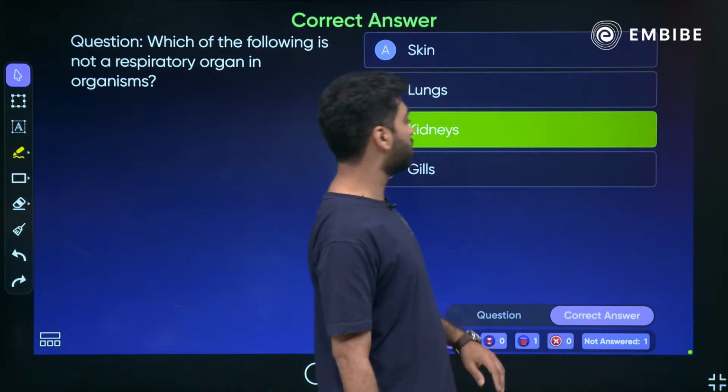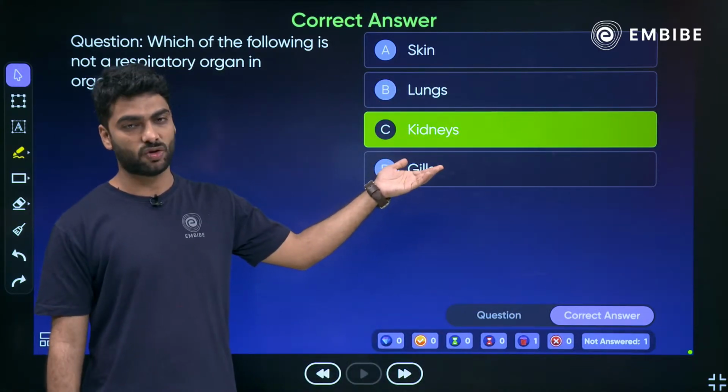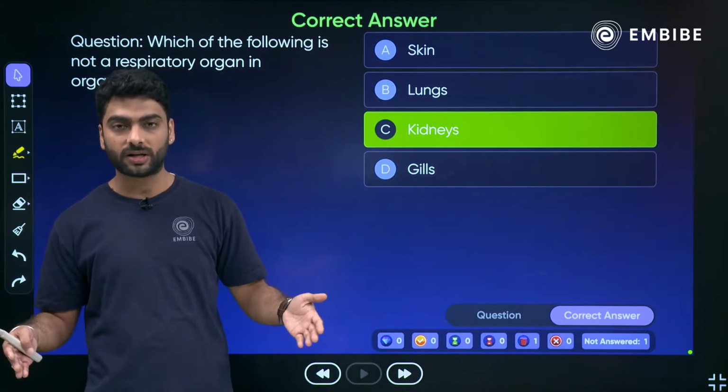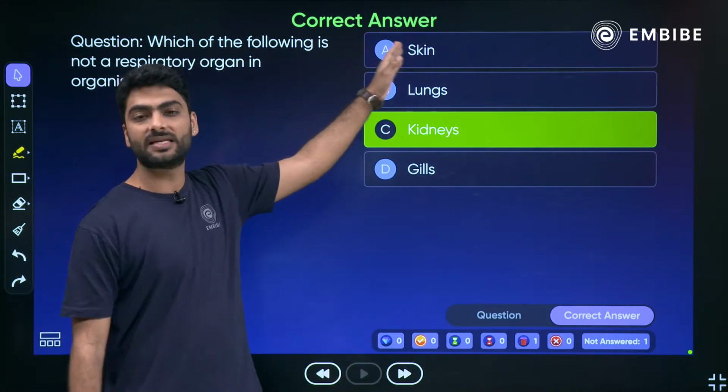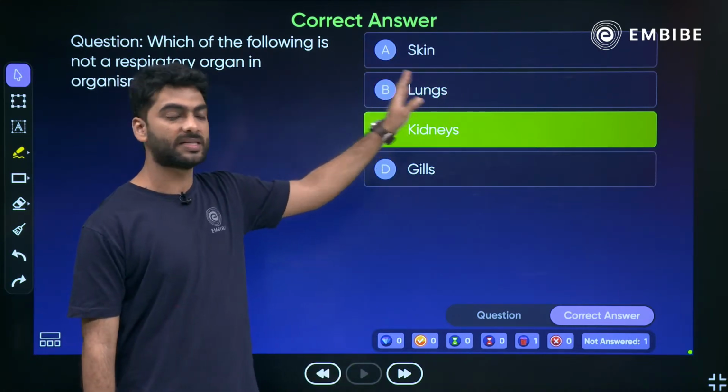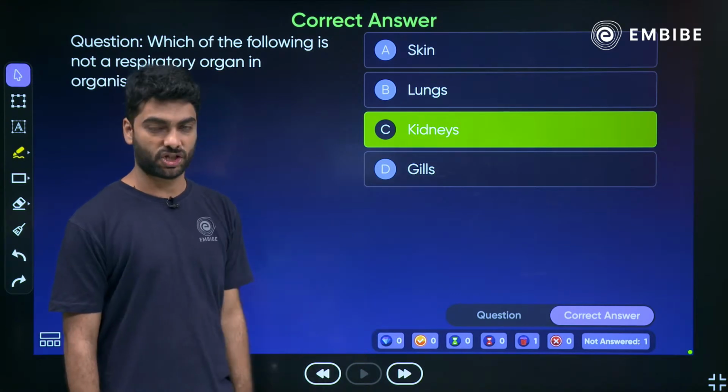The answer to the question is definitely kidneys, as you have told. So kidney is not a respiratory organ. Skin is in earthworm, lungs is in humans and frog, gills are in the fish.